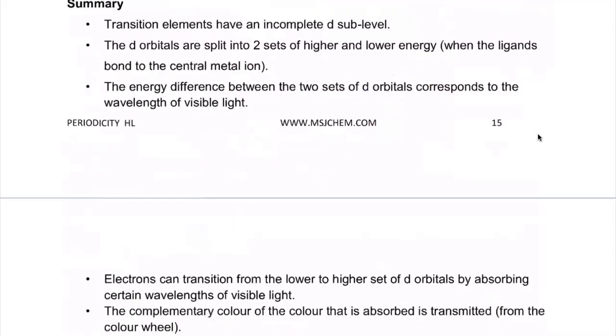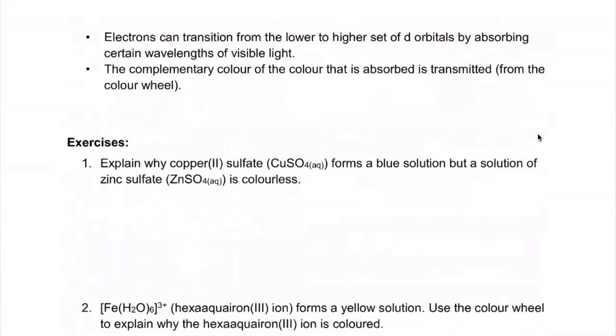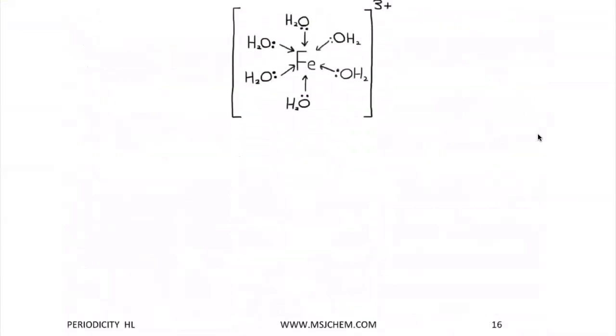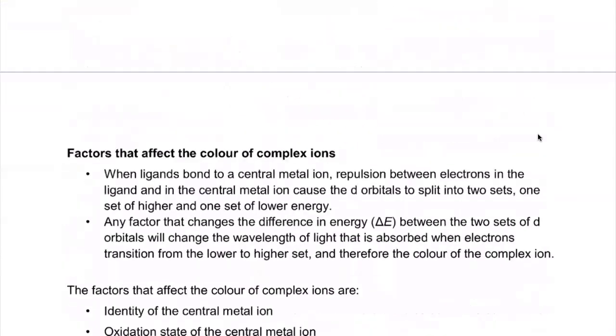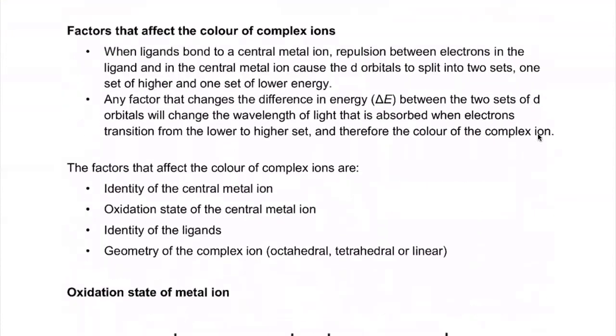So there are some things that can cause the color to change. That's the second section today: what are the things that can cause the colors to be different. And really we're going to focus on two of these more than the other two. But as it says, when the ligands bond, the repulsion between them causes the d orbitals to split, and that's what causes the different colors because of the complex ion.